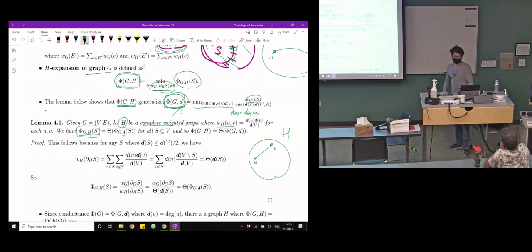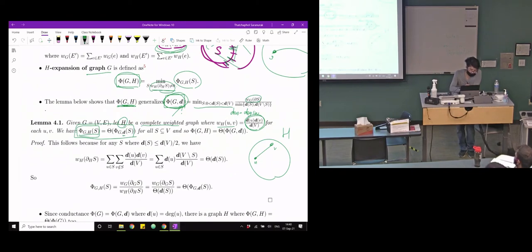Okay. So it means that if you can approximate H expansion, then you would be able to approximate the D expansion within a constant factor. And in particular, you can approximate conductance within a constant factor. And now it's just a matter of algebra. You just need to verify that this is the case for every cut. And this is the case because of how we define this. So let's just verify this, right?